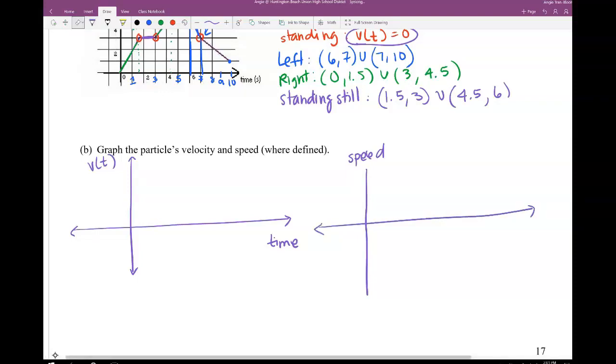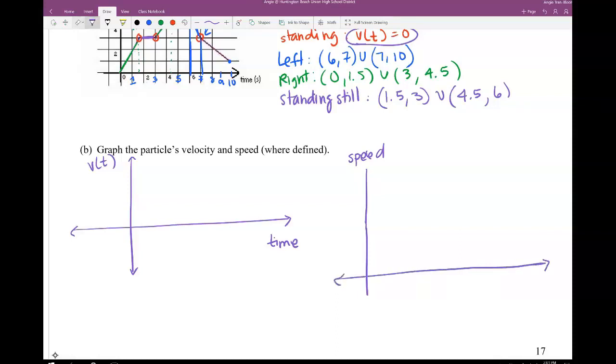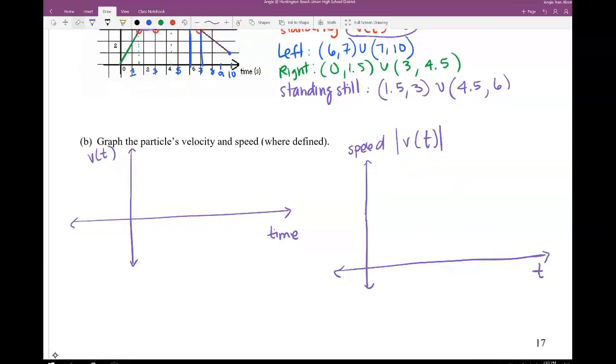I'm going to change this to make it lower. Can you tell me what the difference is between the two? What's the difference between velocity and speed? The speed is an absolute value of velocity, so it's only positive. That's why I'm making this slightly bigger on the y-axis, where it's more positive.